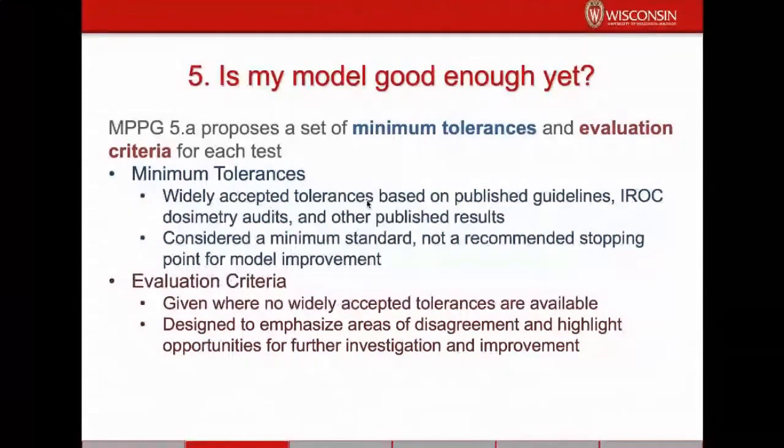A good example is the criteria for electron dose calculation, which is quite generous. And if you have a 3D Monte Carlo algorithm, you'll find that it's pretty easy to meet the tolerances for those tests, and that you might want to push your algorithms a little harder and see how well you can do. On the other hand, evaluation criteria exist where there's not really a widely accepted tolerance available. And this is generally the case for IMRT and VMAT. They're designed to emphasize areas of disagreement and highlight opportunities for further improvement and investigation.